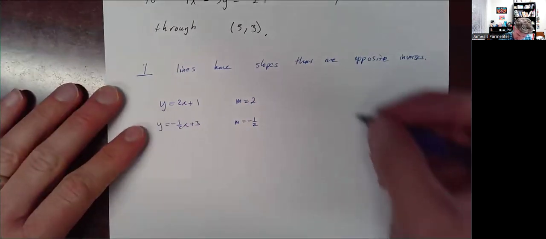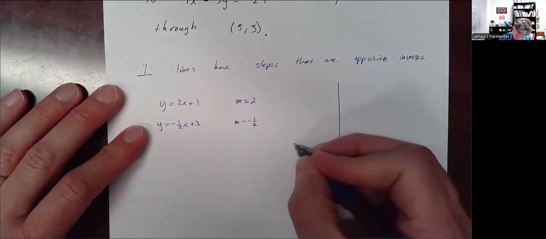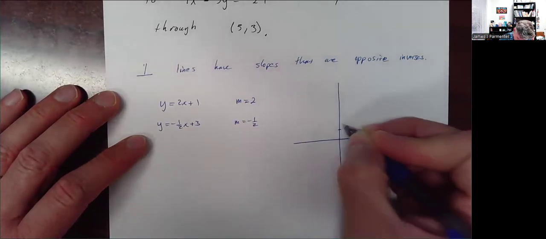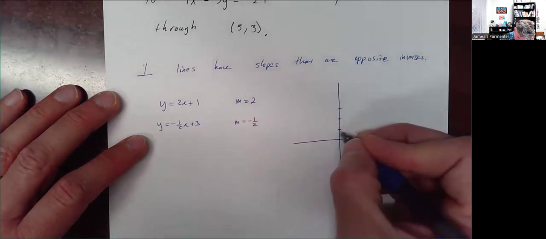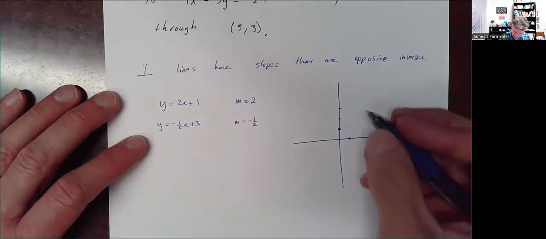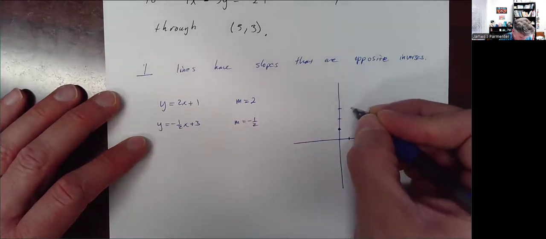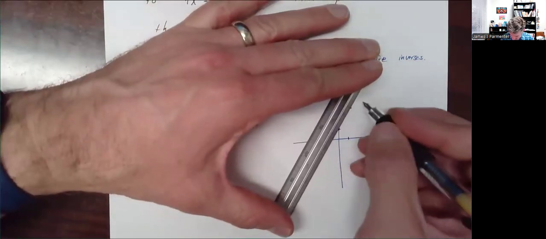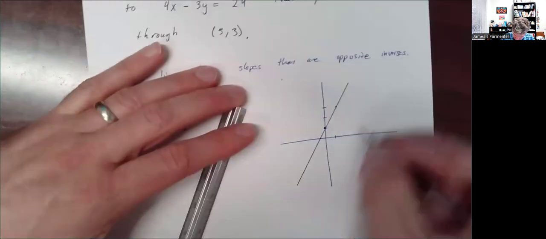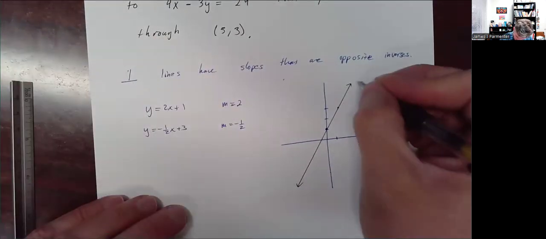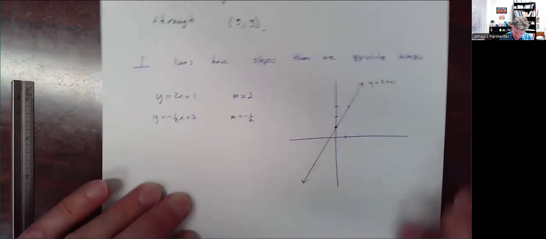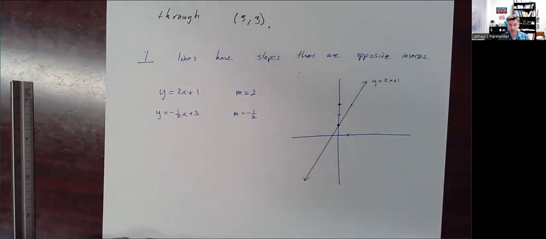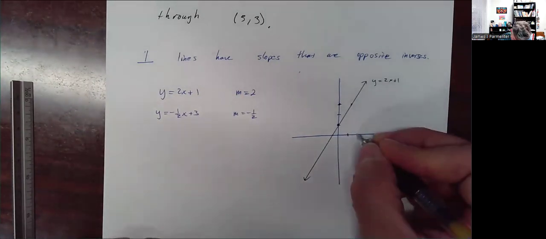You could also graph them both. So if you graph y equals 2x plus 1, it looks like this. It's got a y-intercept of 1. It's got an x-intercept of negative 1/2, and then another intercept of 3 here. So that graph looks like this. Just to point out, they really do look perpendicular. So there's y equal to 2x plus 1. And then negative 1/2 x plus 3 has a y-intercept of 3, has an x-intercept of 6.